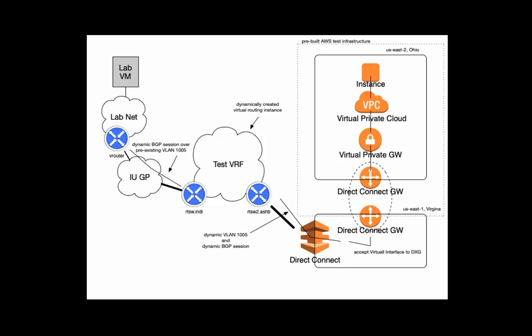The left side of the diagram shows the setup inside of Indiana University. There's already a router which is pre-configured with BGP, so all that we have to do is configure the Internet2 L3 VPN for everything to start functioning. Let's go see the demo.